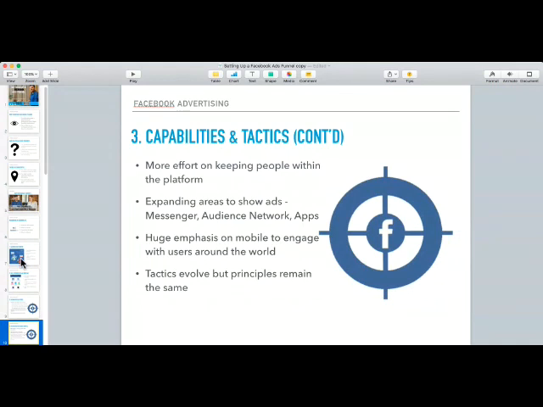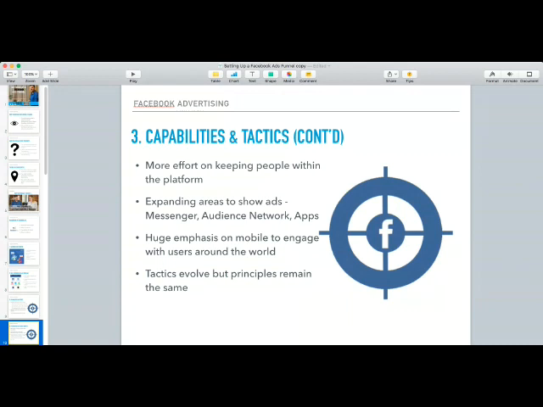Some other capabilities and tactics. Like I said, they're keeping more people within the platform, and they're doing it very well through an emphasis on mobile and trying to engage people via it. They know that's the future, really, that more and more people are consuming their content across mobile. So that's where they're putting much more emphasis, on their mobile apps, not just the normal Facebook mobile app, but Facebook Messenger, and showing ads there.